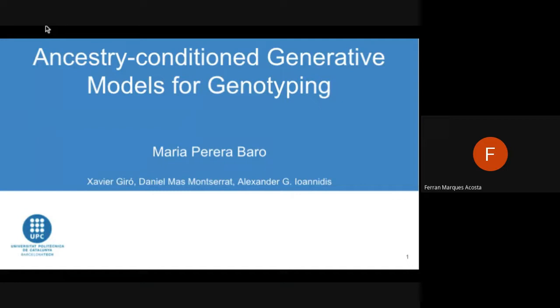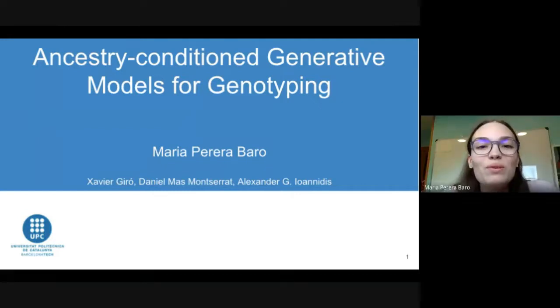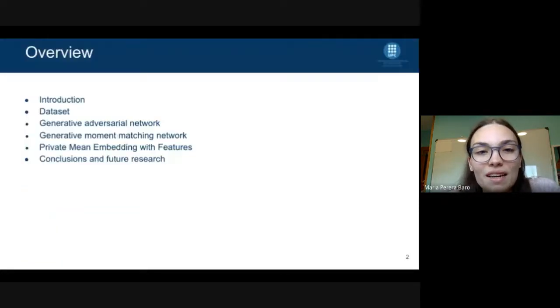Hello, my name is Maria, and today I'm going to talk about my research project called Ancestry-conditioned generative models for genotyping. First, I'm going to do an introduction, and I'm going to explain the dataset used. Then, I'm going to talk about deep generative models used, and finally, I'm going to draw some conclusions.